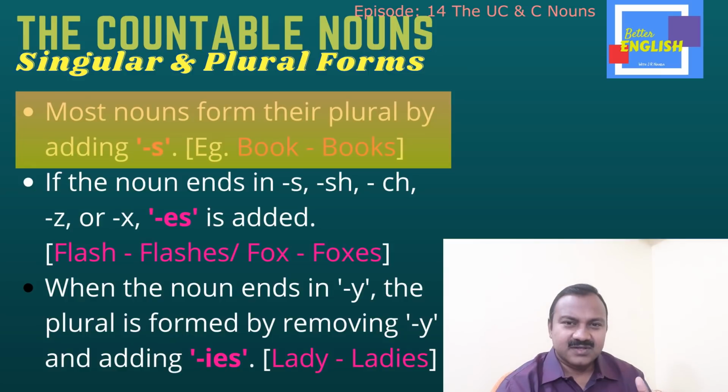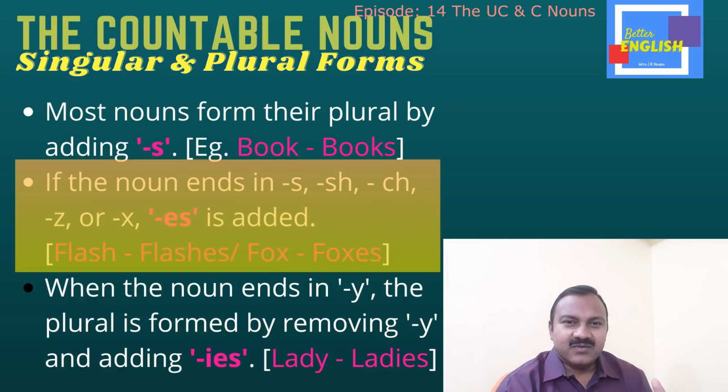For example, book, books. But if the noun ends with s, sh, ch, z, or x, then you've got to use es at the end of that singular noun. For example, flash, flashes, class, classes, match, matches. That's how you form the plural noun of this sort of singular noun.